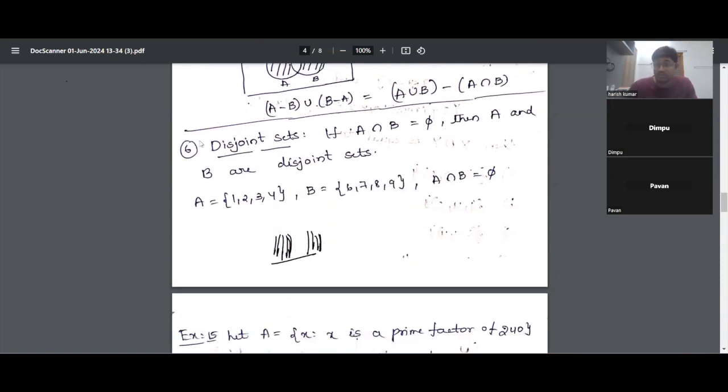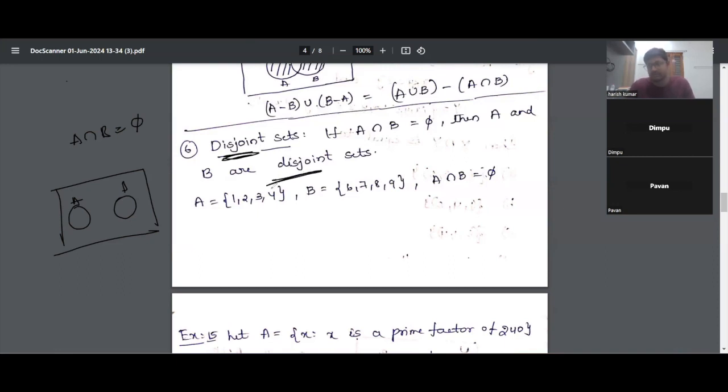Next, disjoint sets. This is very important. This will come in n number of chapters, so you have to remember it carefully. What are disjoint sets? If two sets have nothing in common, that is, if A intersection B is a null set, how does your Venn diagram look? A is here and B will be here, with nothing in common. They are called disjoint sets.